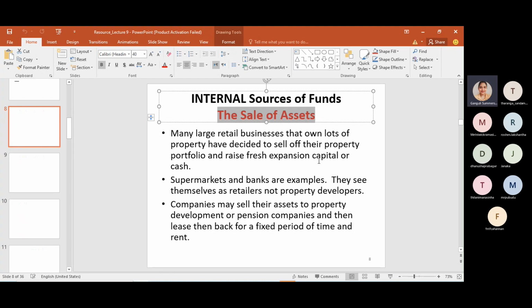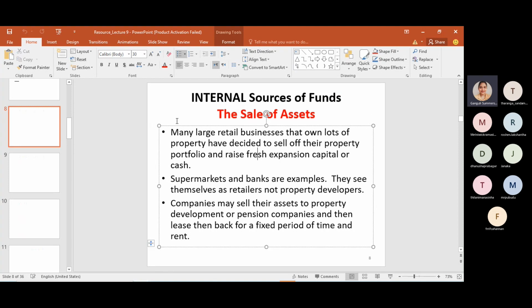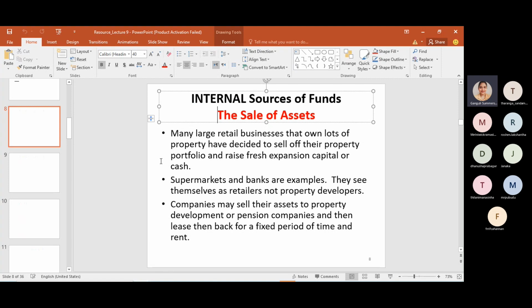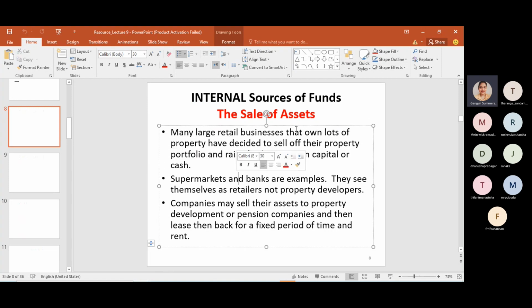selling your assets. When we start a business, especially large retail businesses, these businesses own a lot of properties, right? So businesses that have a lot of properties can sell some of these properties and earn money from selling them. This is called the sale of assets.